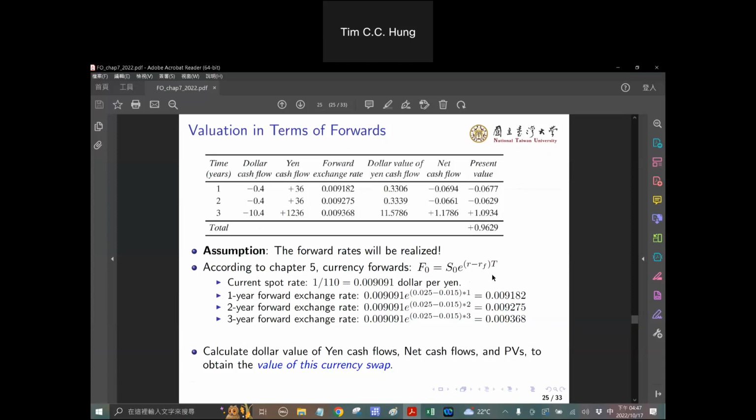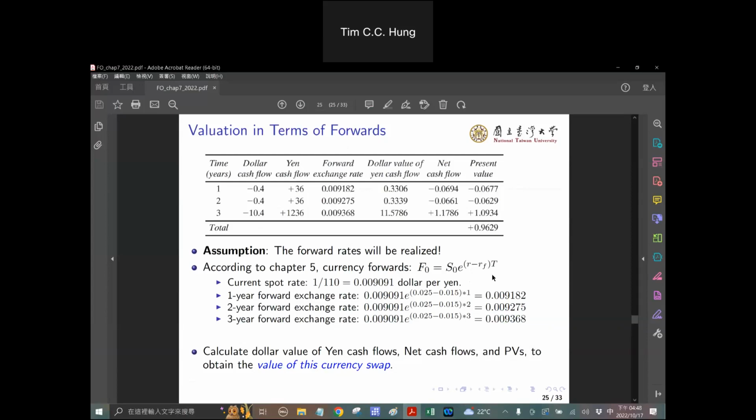Now let's add this to this. The net cash flow is negative 0.0694. Basically, that's just negative 0.4 plus 0.3306. Add this number to this number, and so on. At the end, we have the net cash flows. And that's not it yet. They are net cash flows in terms of US dollars, and they are still taking place in 1 year, in 2 years, in 3 years.